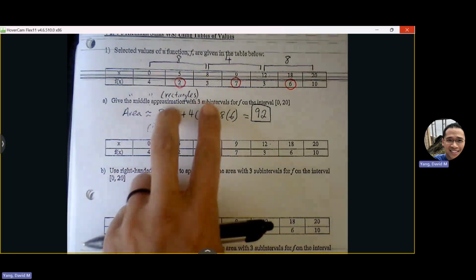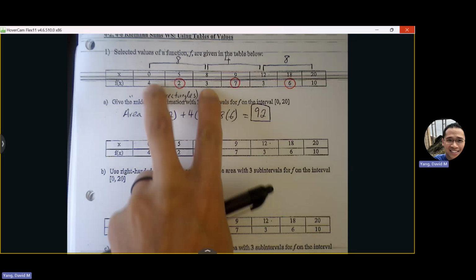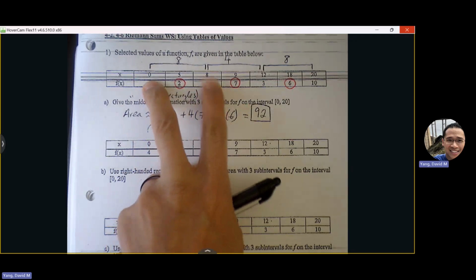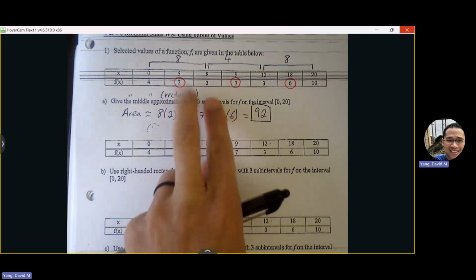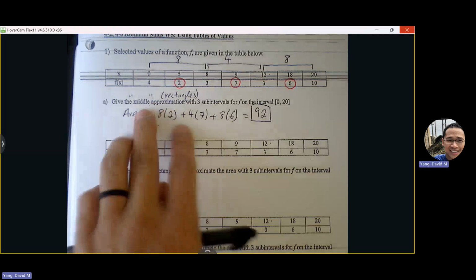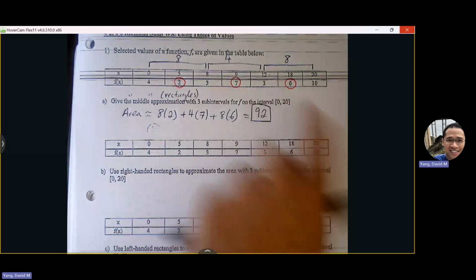I see some students trying to find the average of two numbers, and they'll say, oh, midpoint. So they find the average between 0 and 8, and then divide it by 2. So we don't want to do that. Right? Middle just means whatever is in between.